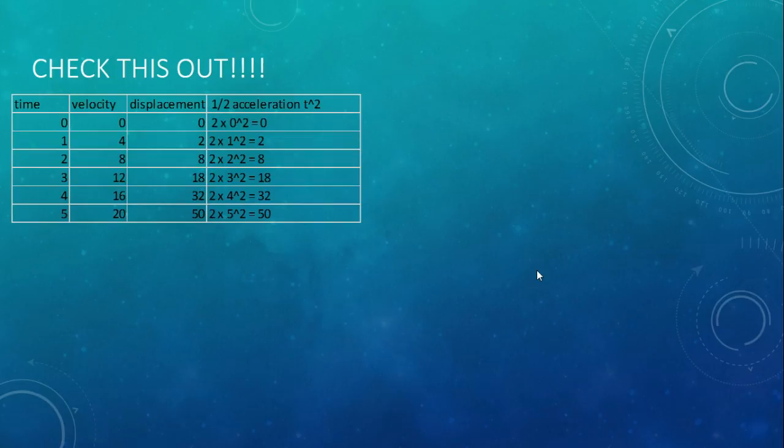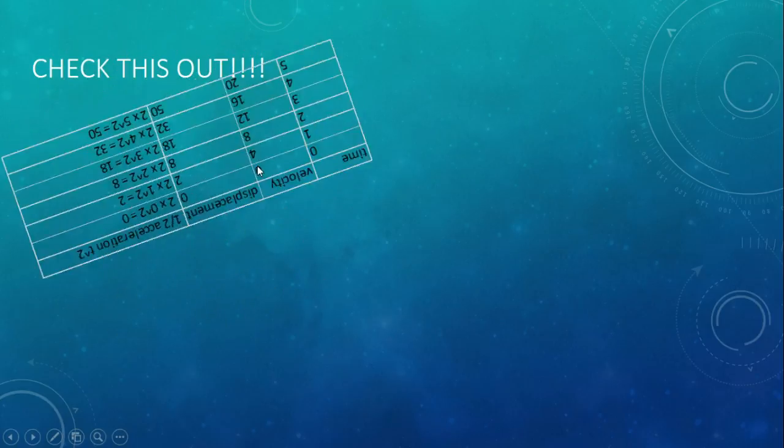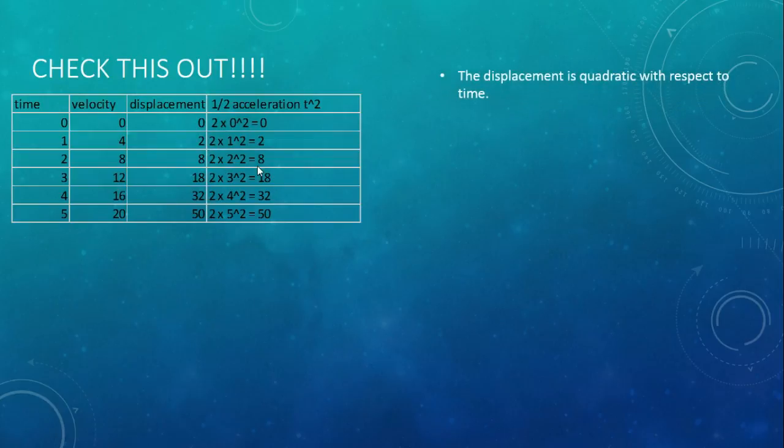Okay, so this last formula here we're going to derive is cool because it can be derived by looking at the displacement versus time graph. And so here we have our chart. So we have the times, we have the velocities, displacement. And notice how displacement is quadratic with respect to time. So that means displacement, notice how it gets larger and larger and larger, almost like it's exponential.